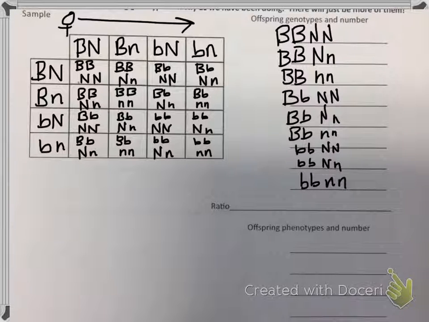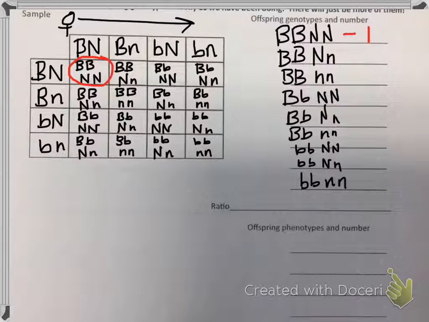Circling these things is really important, marking them off somehow. I get all confused if I don't, and I know what should show up. All right, so how many are homozygous dominant for both traits? Well, I see this one. Any others? Nope.